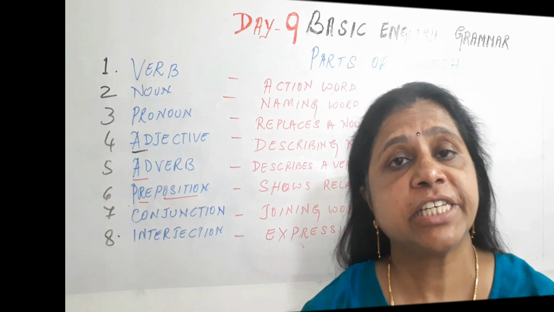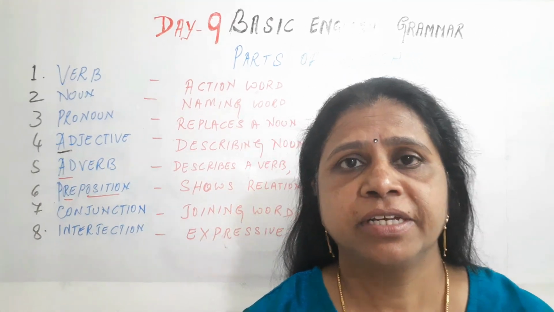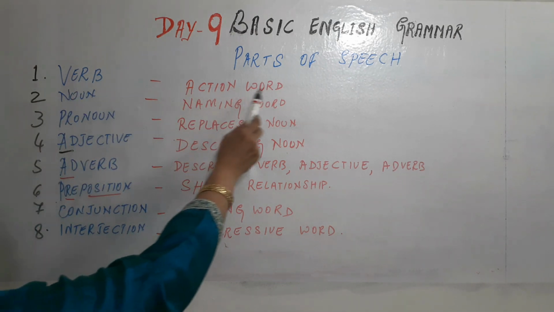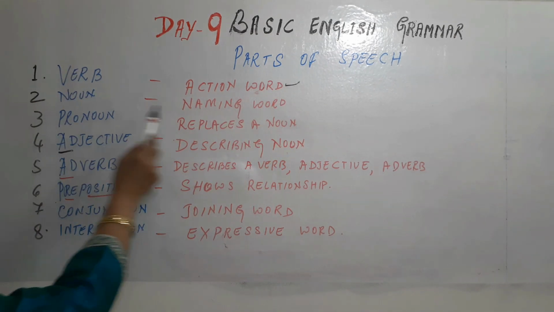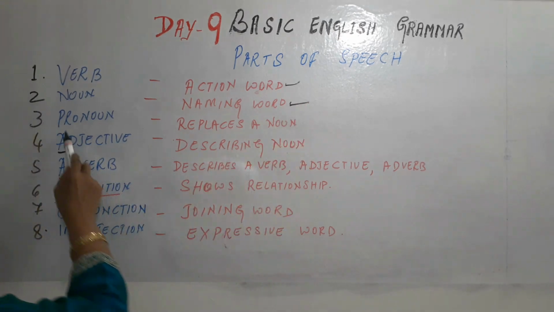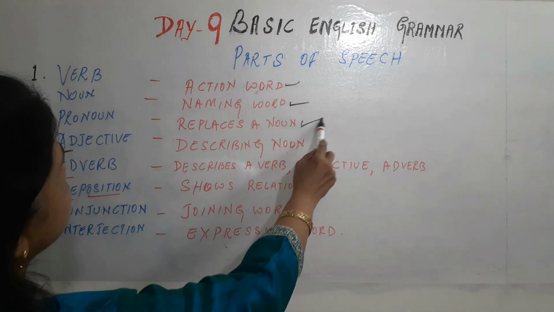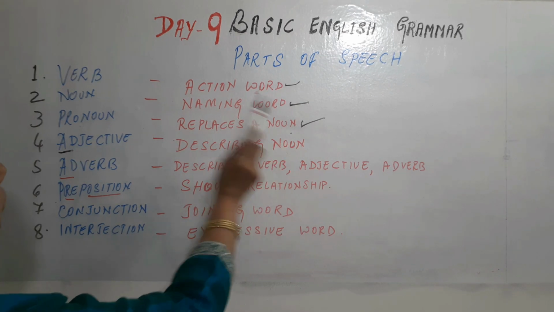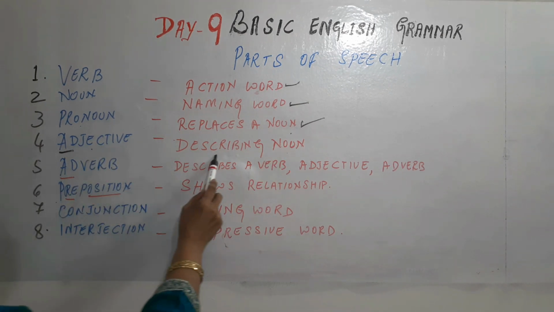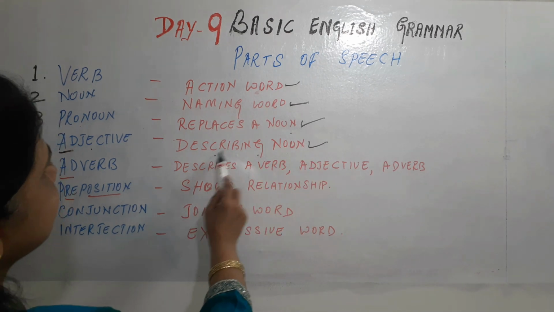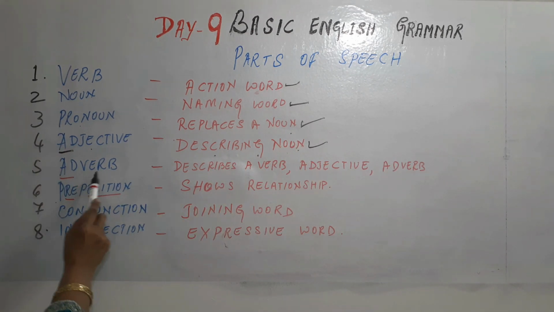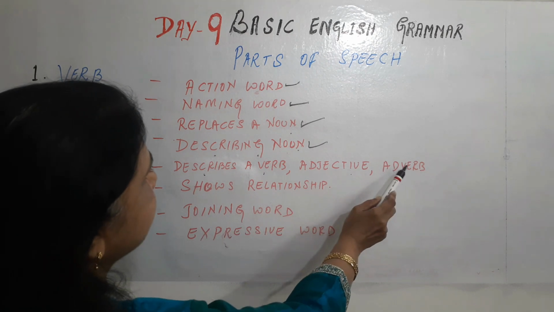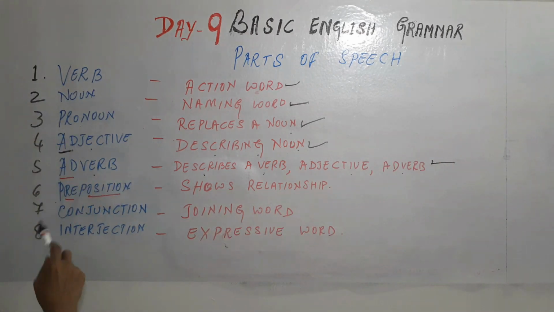Alright, now we have seen all the parts of speech. So we have understood today: verb is the action word. Noun is the naming word. Pronoun is a replacing word, which replaces a noun. Adjective describes a noun. Adverb describes a verb, an adjective and an adverb.